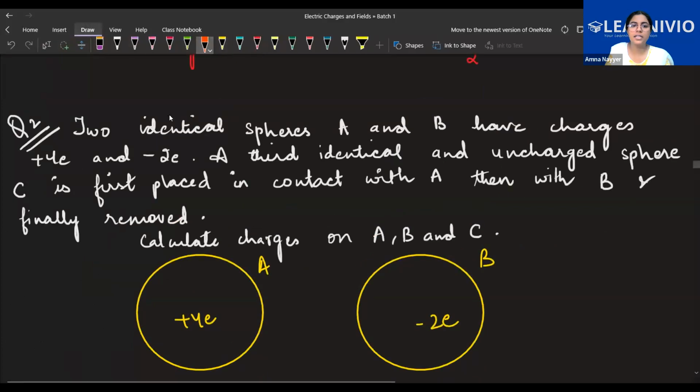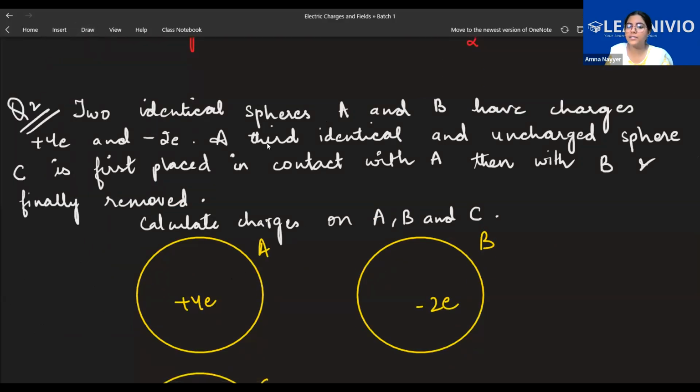This says that there are two identical spheres, A and B. Now see, it has mentioned the term identical, which means you can use whatever we have studied. What are the charges on A and B? A has plus 4e charge and B has minus 2e charge. These are the two charges: plus 4e on A and minus 2e on B.